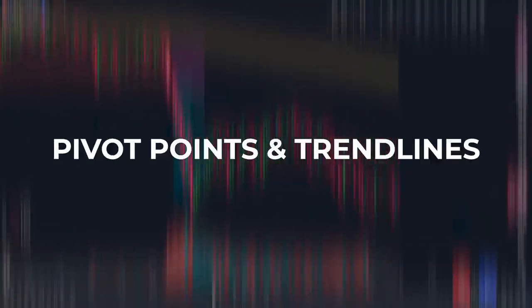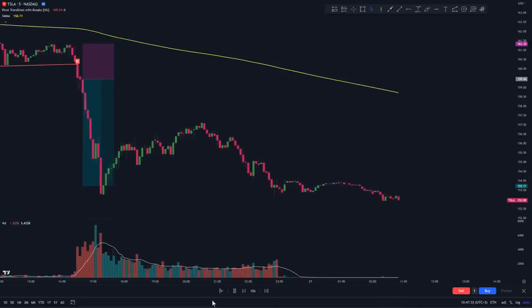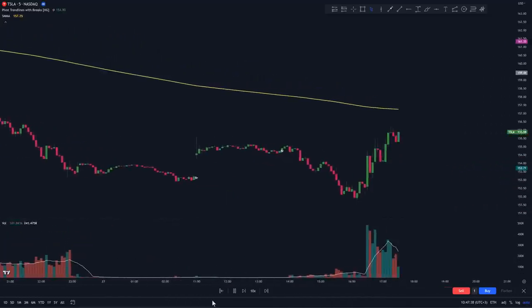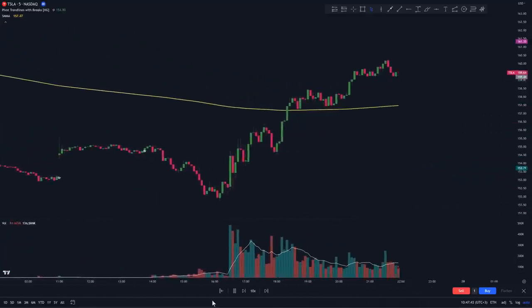The pivot trend lines indicator is a versatile tool that combines pivot points and trend lines to provide a comprehensive view of market trends. Whether you're a beginner or a professional trader, this indicator can be a great addition to your trading arsenal.